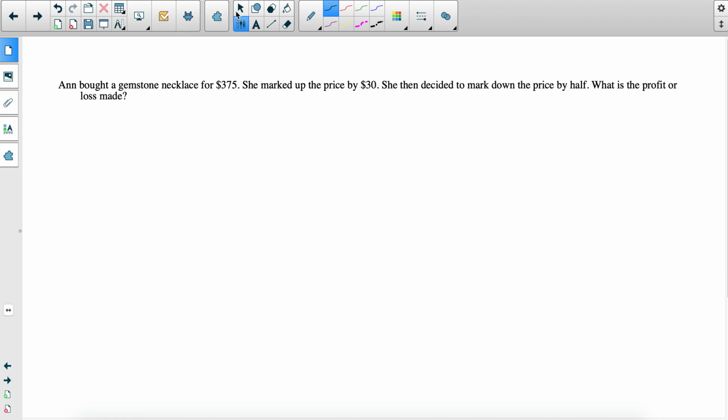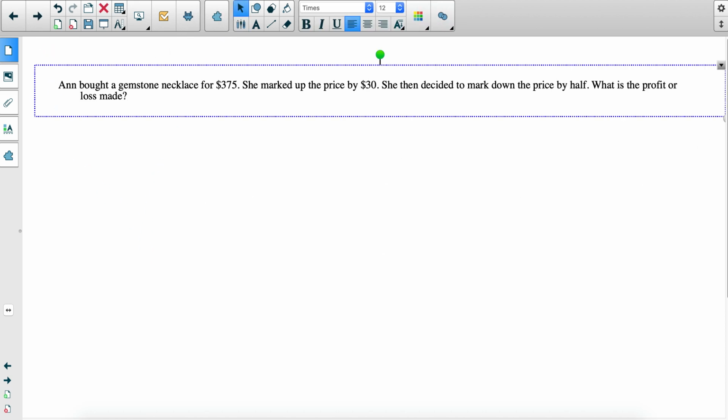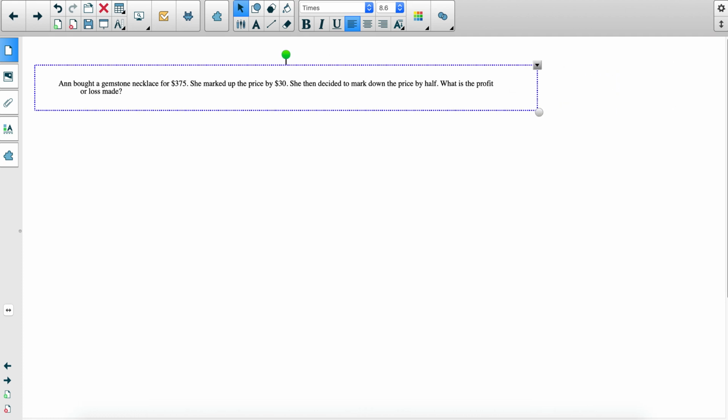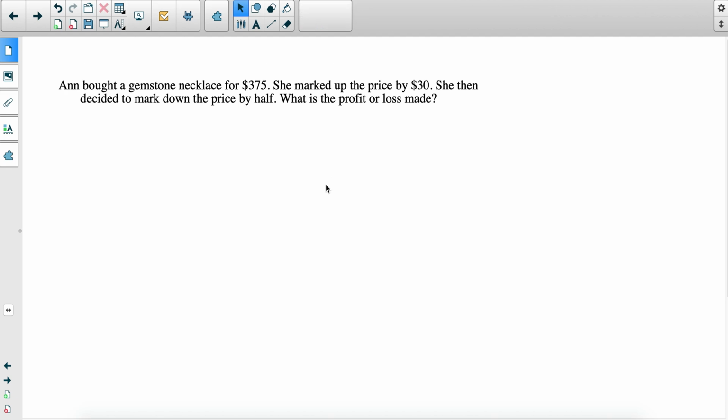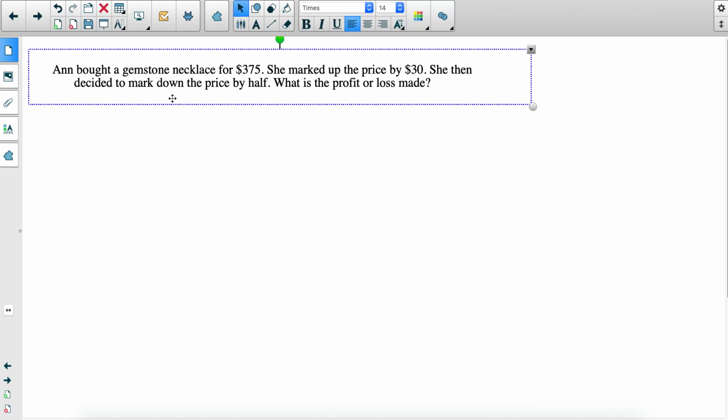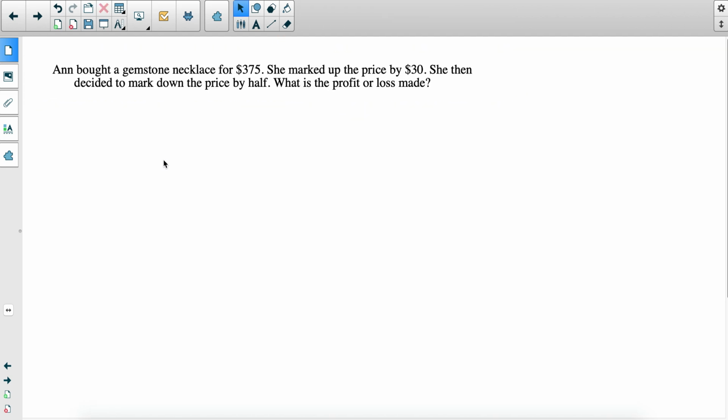Another question here. Jem bought a gemstone necklace for $375. She marked up the price by $30. She then decided to mark down the price by half. What is the profit or loss made?